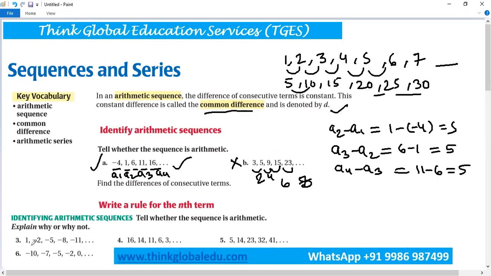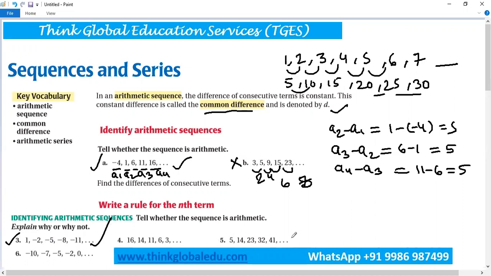Another one is 1, negative 2, negative 5, negative 8, negative 11. We can see the difference between the consecutive terms: negative 2 minus 1 is negative 3, and negative 5 minus negative 2 is again negative 3. So this one is an arithmetic sequence.